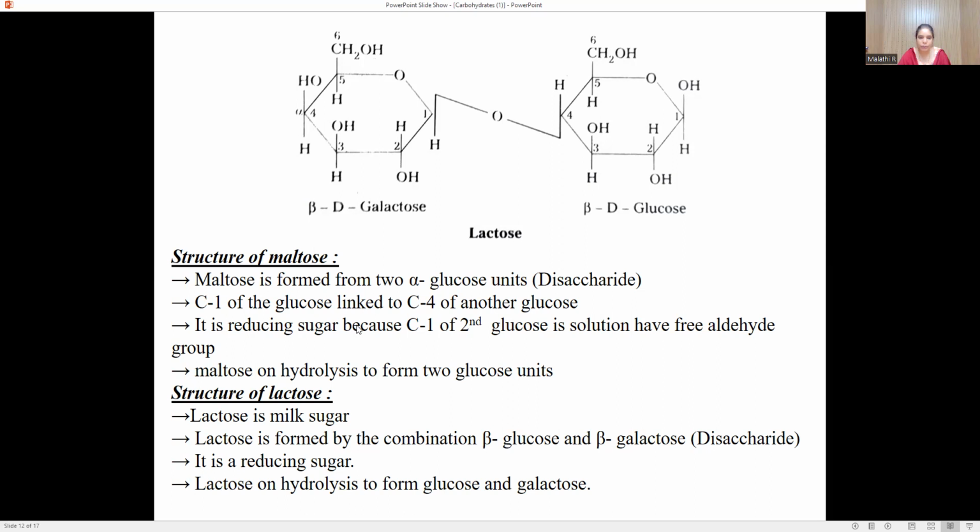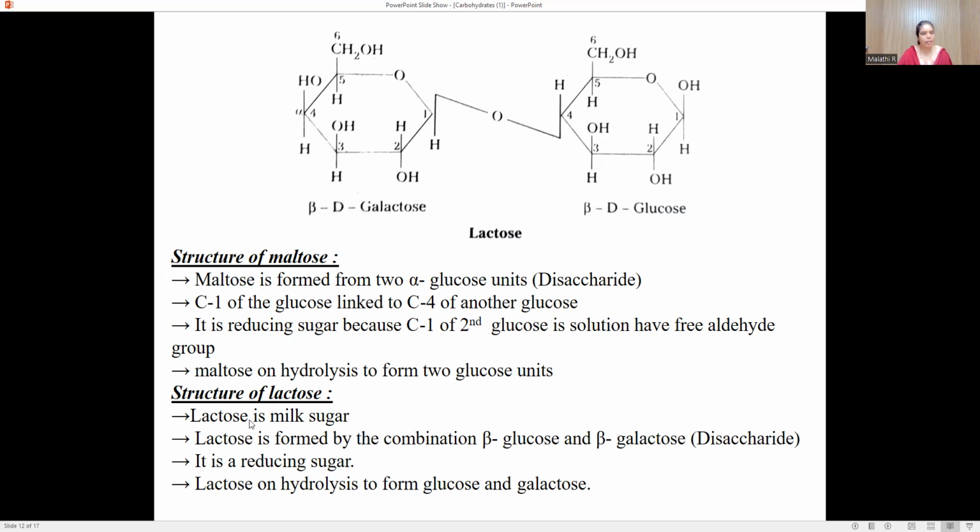It is a reducing sugar because C1 of the second glucose has a free aldehyde group. We have already seen in the first class that reducing sugar means it is capable of reducing cupric ion, from blue color to brick red color. If it is able to reduce it, then you call it a reducing sugar. Maltose on hydrolysis will give you 2 units of glucose, because we have studied that it is made up of 2 glucose units.